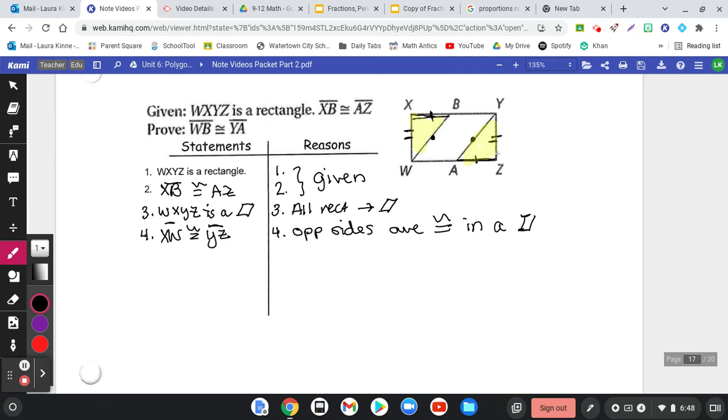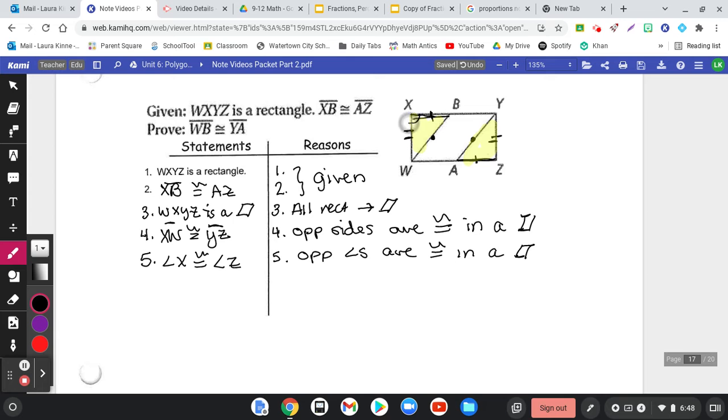Now, we could say that angle X and angle Z are right, but we don't even have to say that. We can just say that they're congruent because opposite angles are also congruent. Not only are opposite sides congruent, but opposite angles are congruent. So for number 5, I'm just going to say angle X is congruent to angle Z, and the reason is opposite angles are congruent in a parallelogram. All right, it's all part of what a parallelogram is.